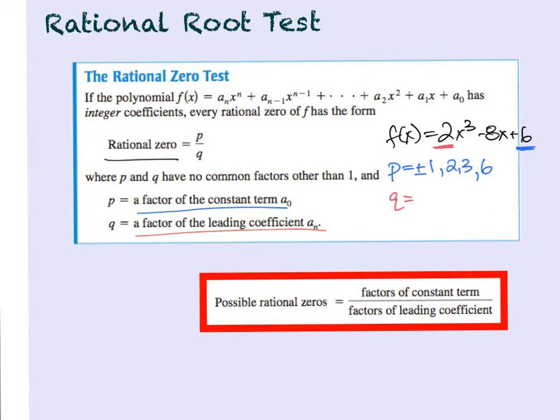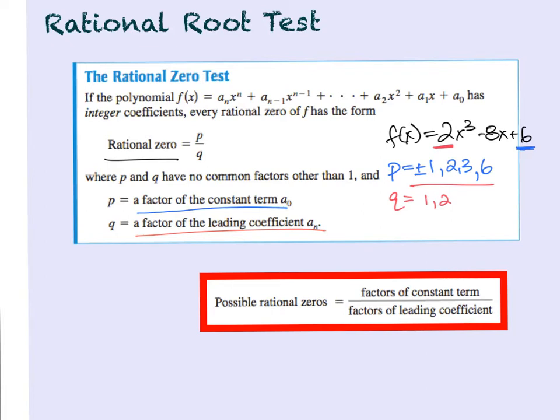My leading coefficient is 2. So my q's, how do I get to 2? 1 and 2. It really is plus or minus, totally true. However, I don't need both of them to be plus or minus, because a negative over a negative is again a what? A positive. And a positive over a negative is a negative.